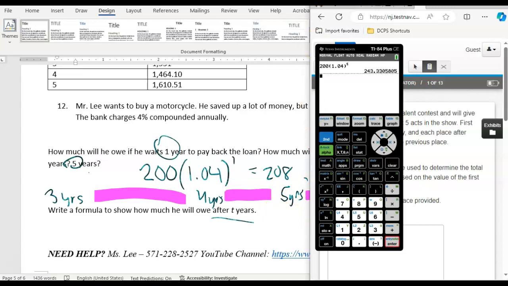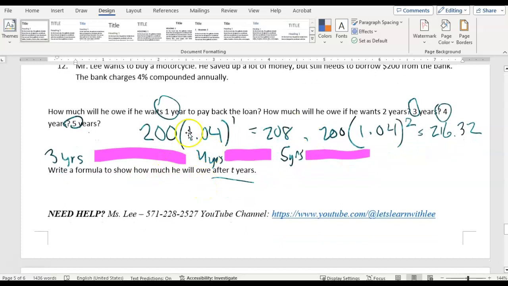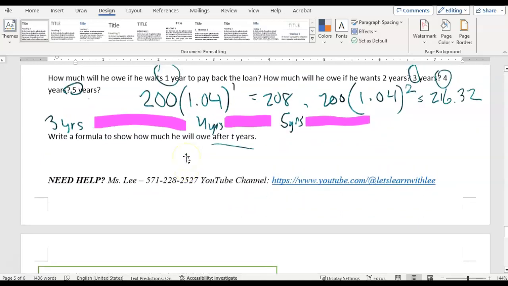That years place is happening here. Now again, in this case, it's annually, so it is talking about years, not months, which is why we can go ahead and put that just straight up number of years there.